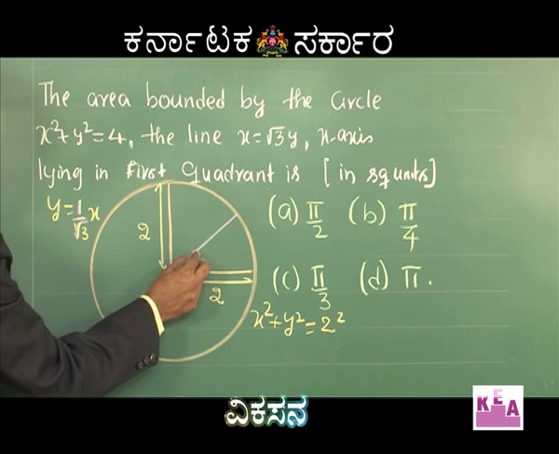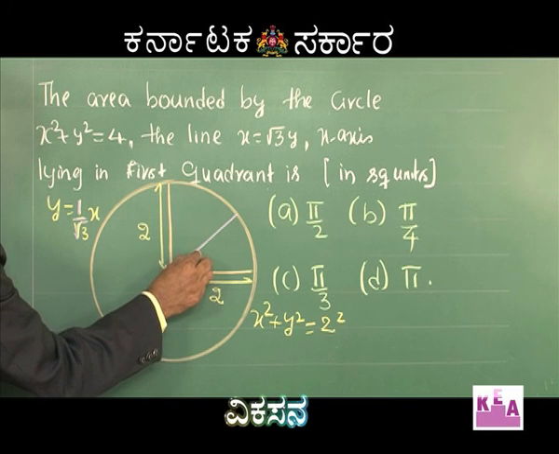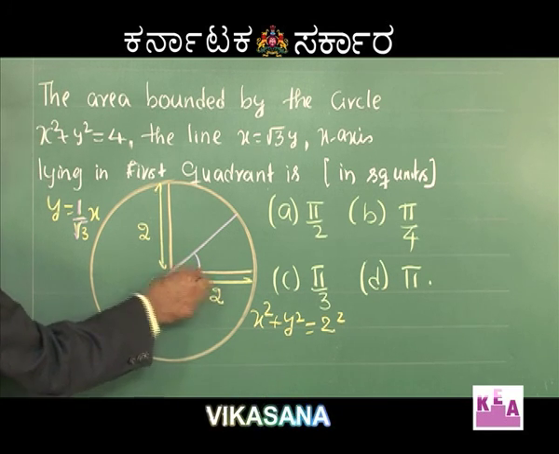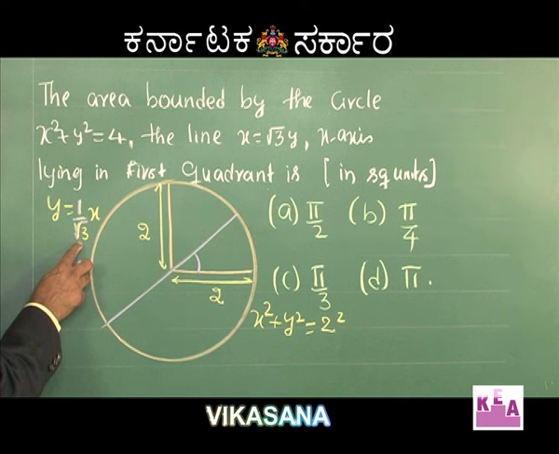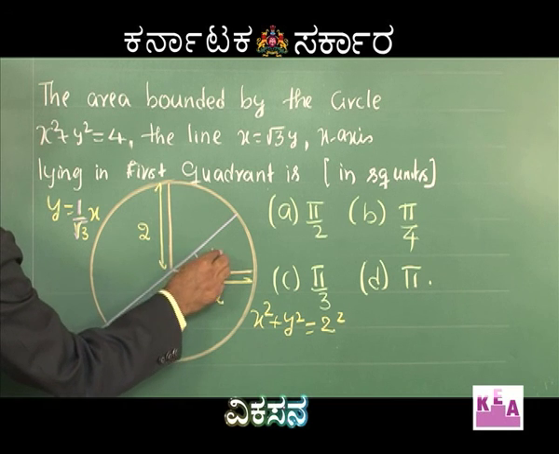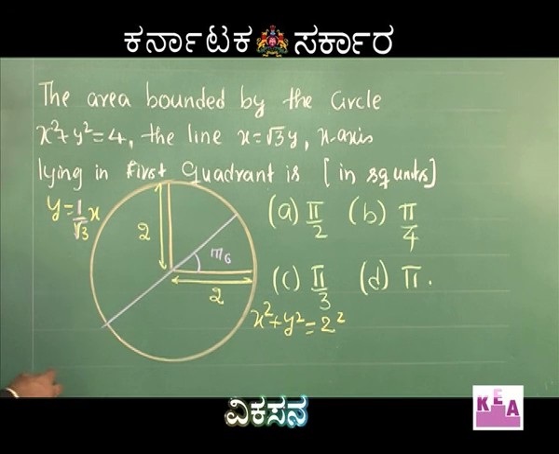Now, this is 1 by root 3, that is tan theta is 1 by root 3, then what should be this angle? Tan theta is 1 by root 3 means theta must be equal to 30 degree. That means to say this must be pi by 6.